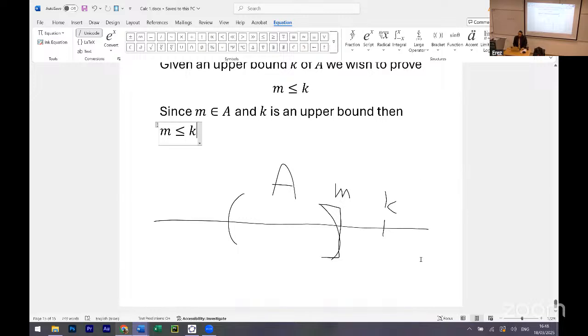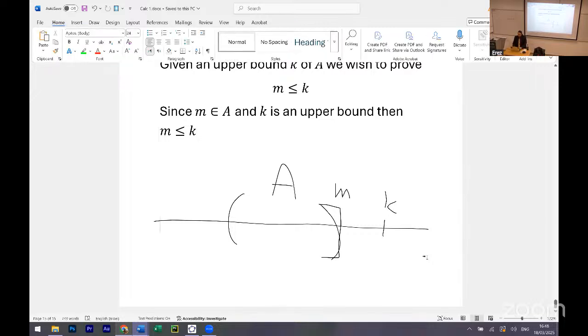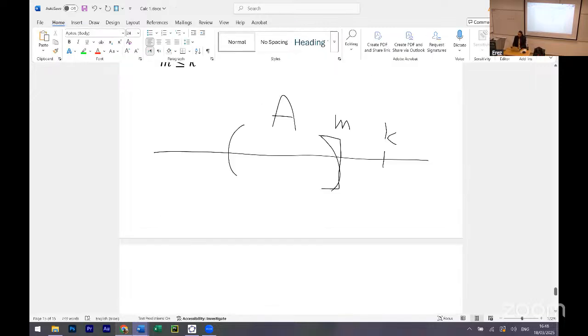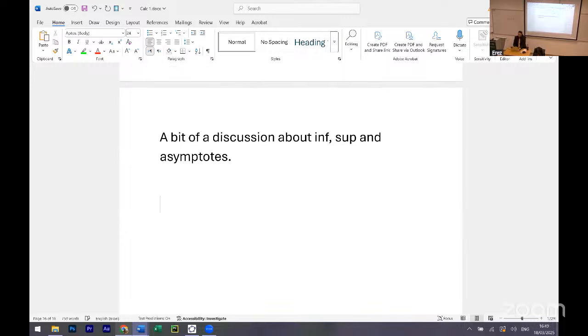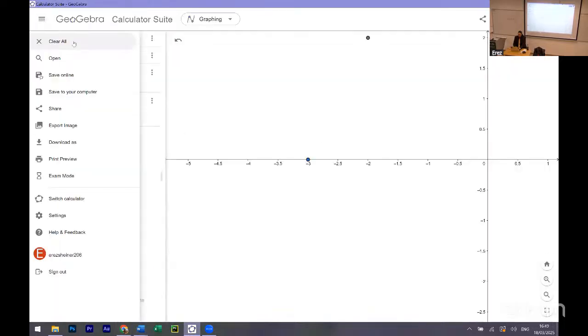Any questions thus far? Okay. So we have the notion of supremum and infimum. Now a bit of a discussion about infimum and supremum and asymptotes from high school. Look, watch. That's linear algebra.